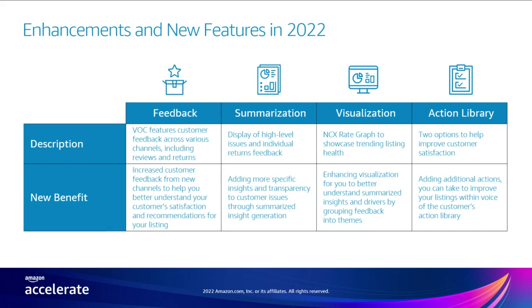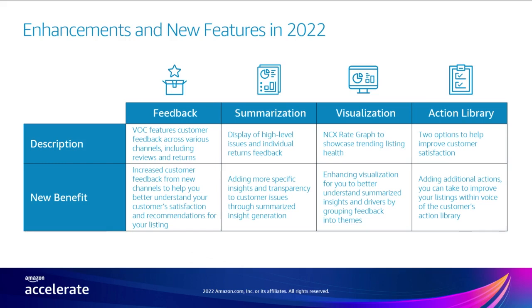Third, we're launching new visualization features. Today, we have the NCX rate and graph to your specific listings. However, this trend line doesn't provide enough details, as it is an aggregated view across several customer issues. Therefore, we're launching new visualization features that will group feedback into themes and help you quickly digest contributors, drivers to your overall NCX rate.